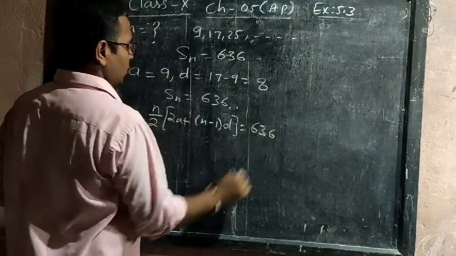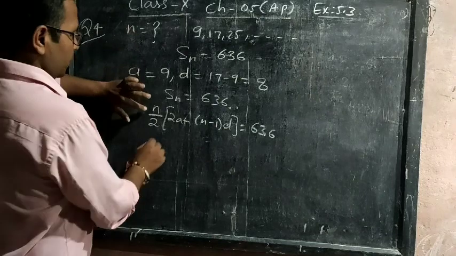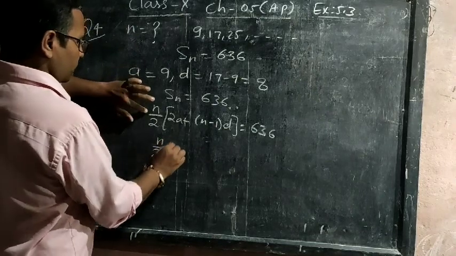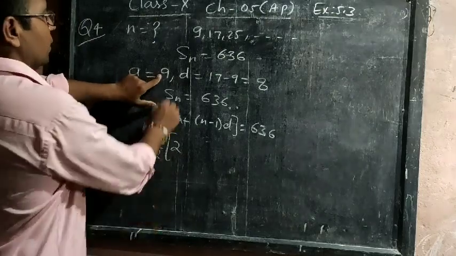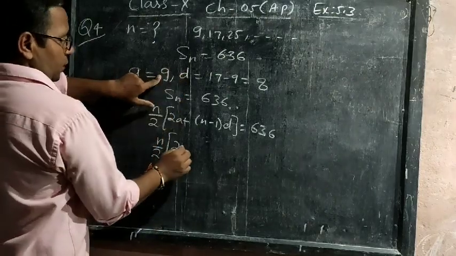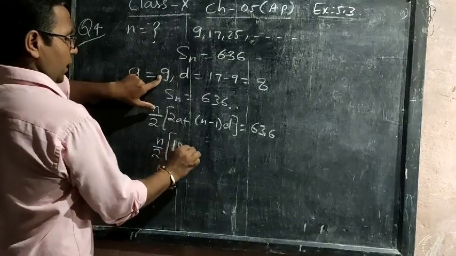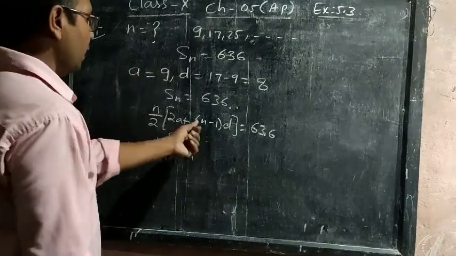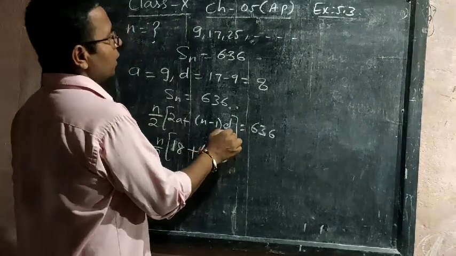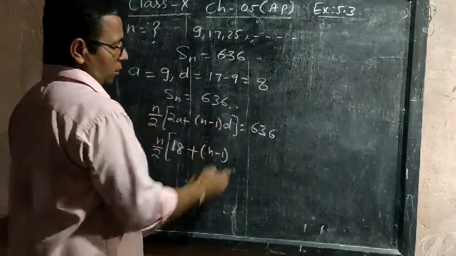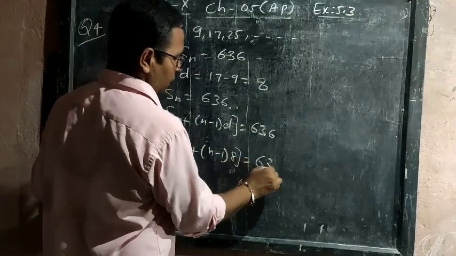is equal to 636. So what is the n value? The question is asking. So n by 2, a value is 9. That means the first term is given here as 9. So 9 times 2 is 18, directly I am doing here. 18 plus, n you have to find out, so (n minus 1). D, how much will you get? 8, the common difference. So 8 is equal to 636.